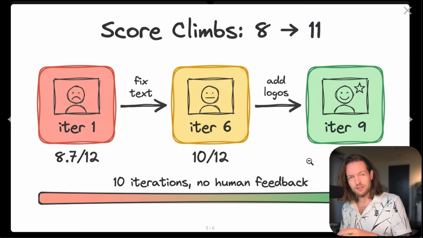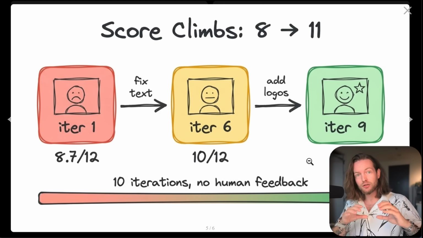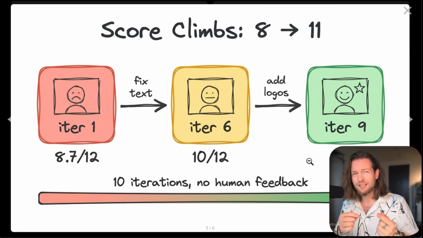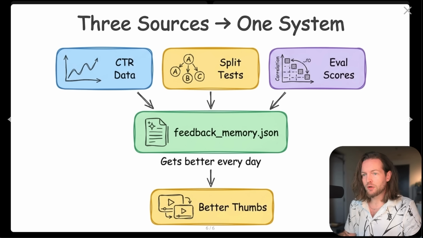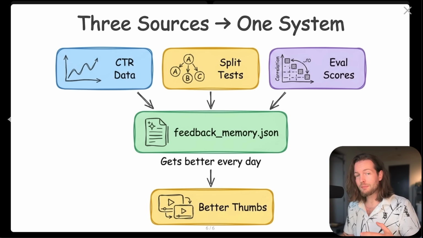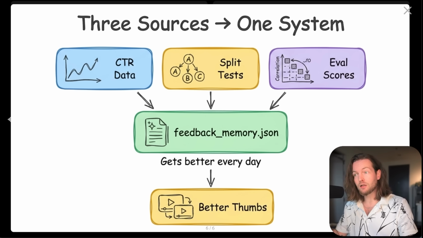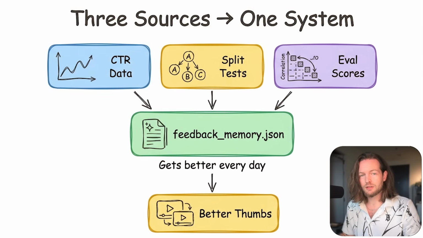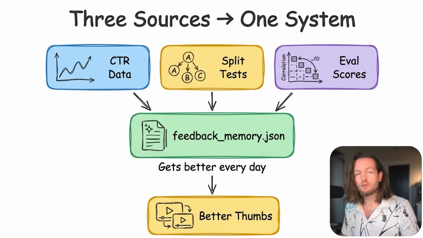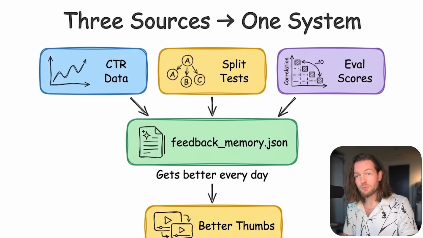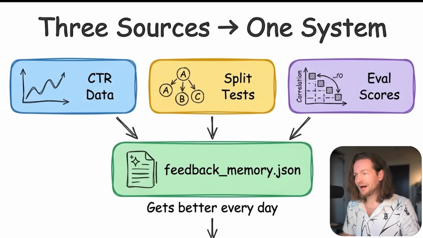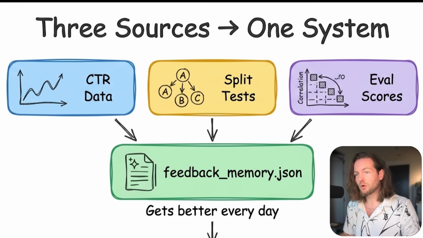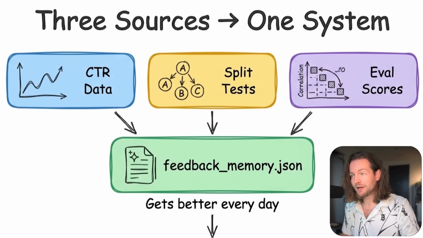So through fast iteration, we actually got the baseline to be a lot better, but we still had to figure out how to run it daily. So here's how it works in practice. When I make a video, I also make a thumbnail using the thumbnail skill, which is this skill right here, giving it a vague idea of exactly what I want. The generation prompt already includes every single rule from the feedback memory, which now has data-driven rules. So every new thumbnail starts from a better baseline than the last.